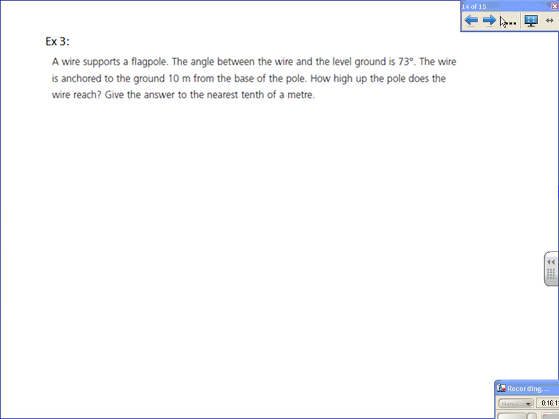One last example for us. I like to do this example because it's a problem where we don't have a triangle, we don't even have a diagram, we just have a problem. Here's the problem. A wire supports a flagpole. So I'm going to draw my flagpole. You always want to draw yourself a little diagram for these types of questions. There's my flagpole, and a wire is supporting it. We'll have to read the rest to figure out where the wire is. It says the angle between the wire and the level ground is 73 degrees. Well, here's the ground.